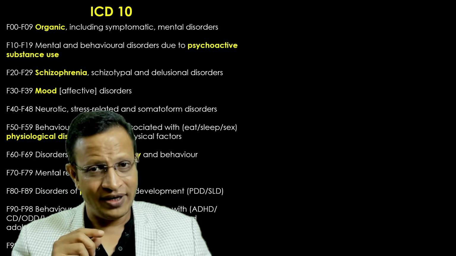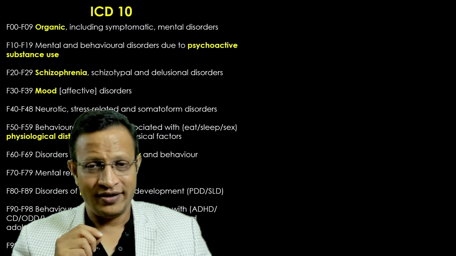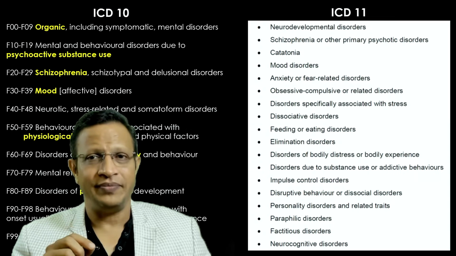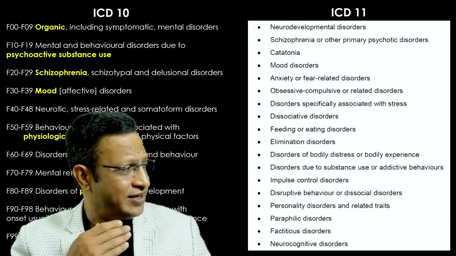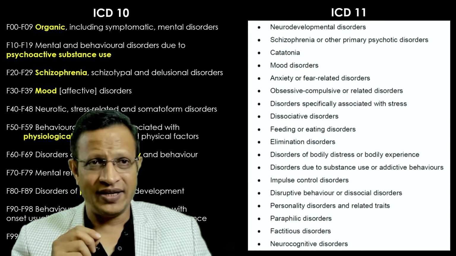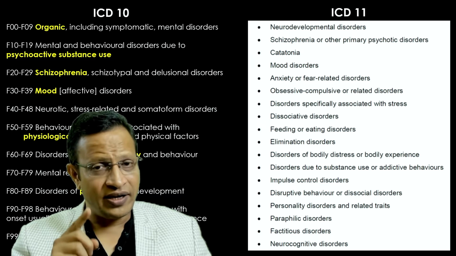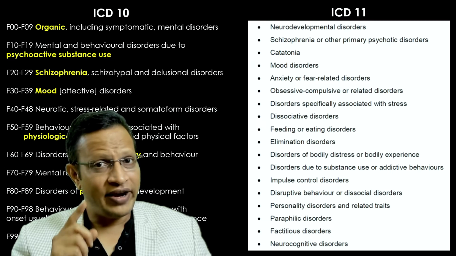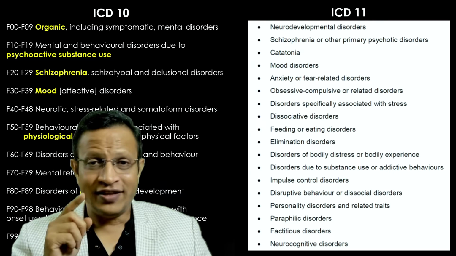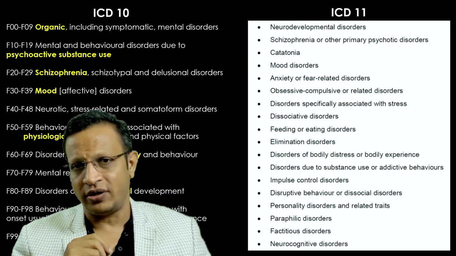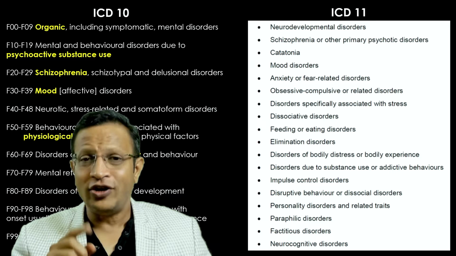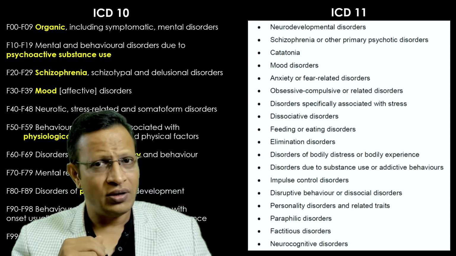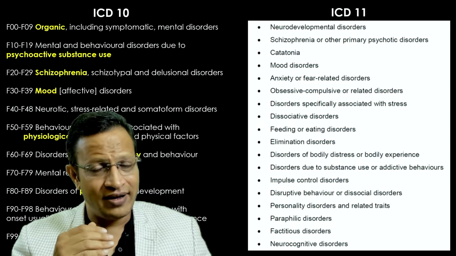Whereas in ICD-11, it is not in that format. Let's discuss why those differences have been formed in ICD-11. When you compare ICD-11 and ICD-10 side by side, you can see the first chapter in ICD-10 is organic disorder, whereas in ICD-11, the first chapter is neurodevelopmental disorder. ICD-10 did not talk about neurodevelopmental disorder. It talked about pervasive developmental disorder, and it was placed under the child section.